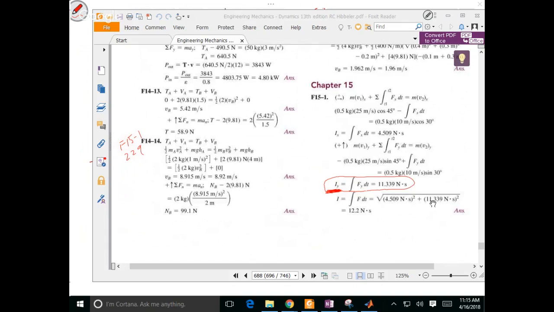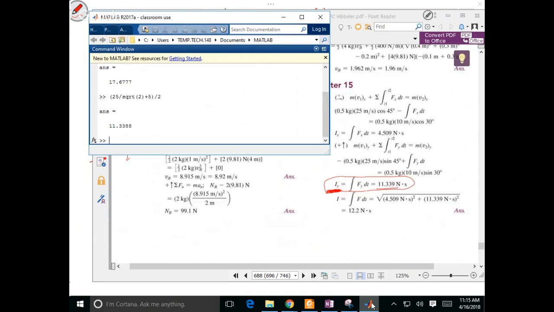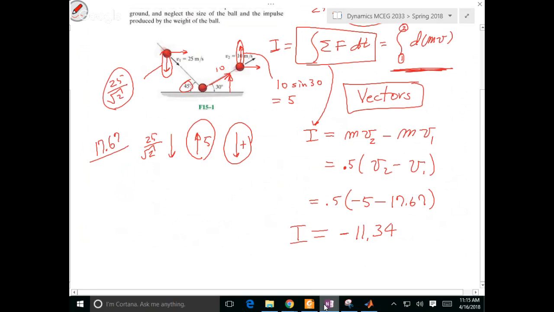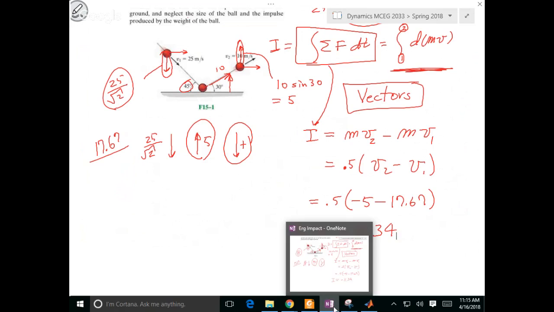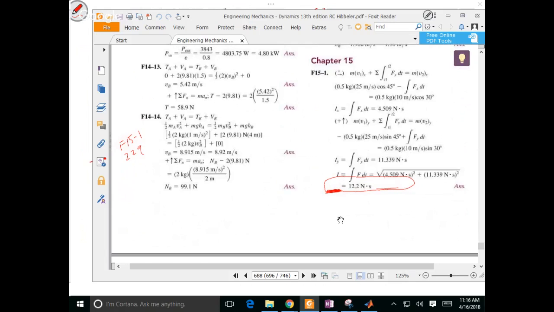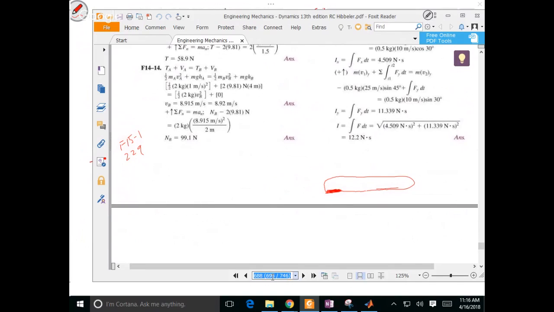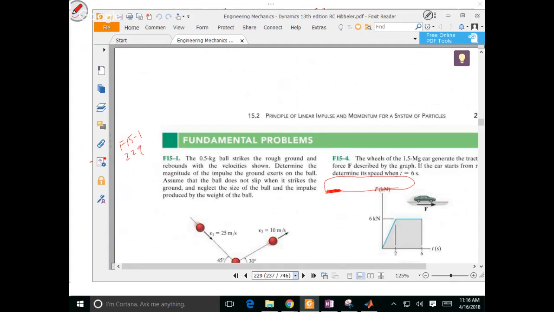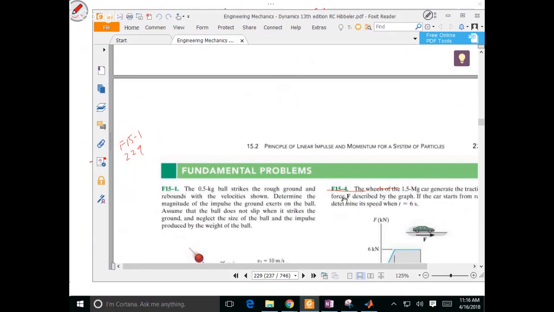So 11.3. Oh, why am I clicking there? 11.39? I got 11.34. Or am I misreading it? Oh, yeah, 11.34. So I'm not going to do the other one. He went ahead and did the X because of the friction, but I'm not going to do that one. So I'm only doing the one in the Y. It's not that I don't want to do the other one, but I don't. I guess I should, but I'm not going to.